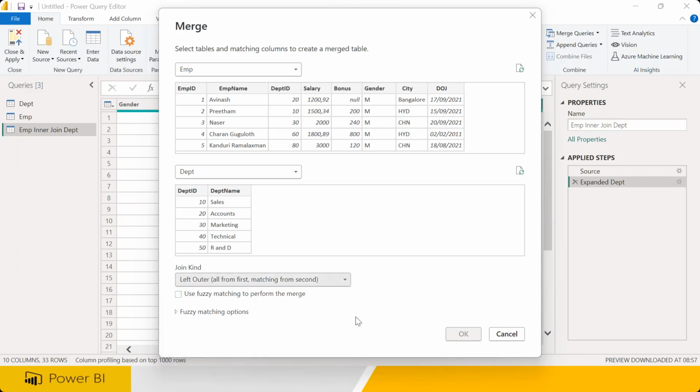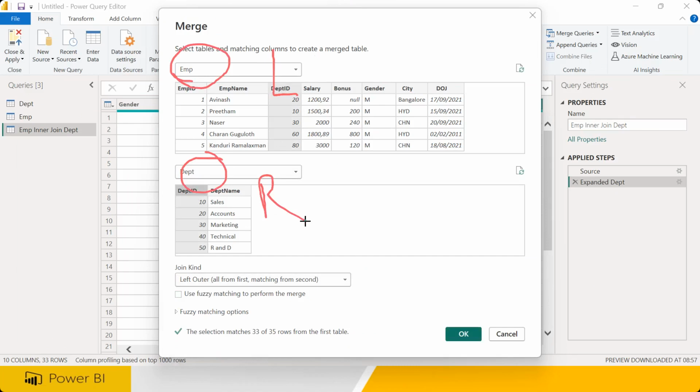The OK button is not enabled. Why? Because you need to choose the common column. This is the common column. Which is the left table and which is the right table? The first table will be the left table, the second table will be the right table. Now in this, all the matching data from the employee and department tables will come. Unmatched data from the employee table will also come, because it is a left outer join.